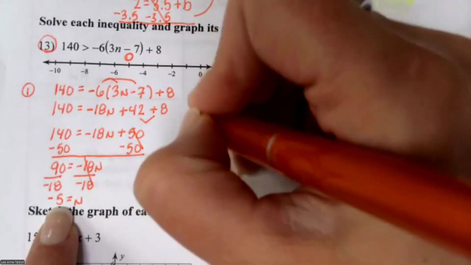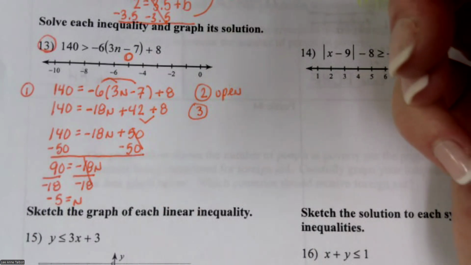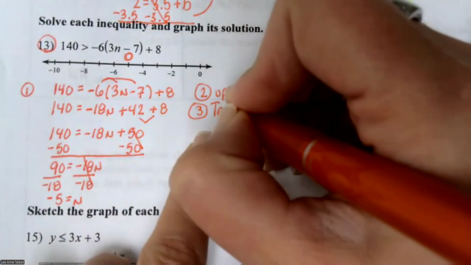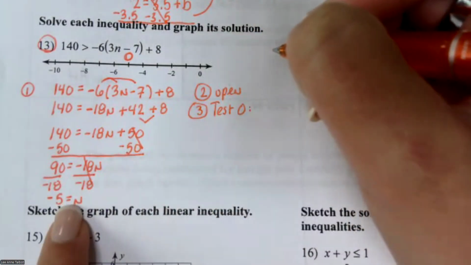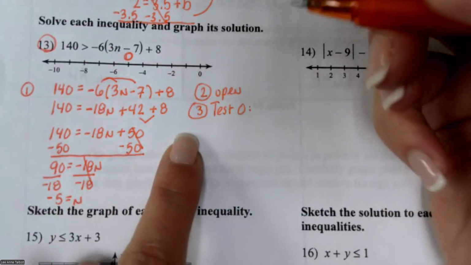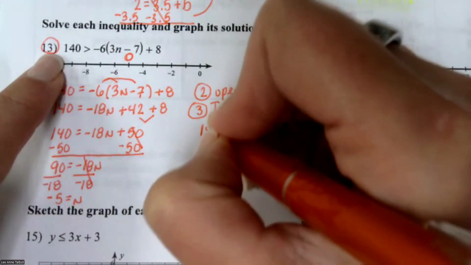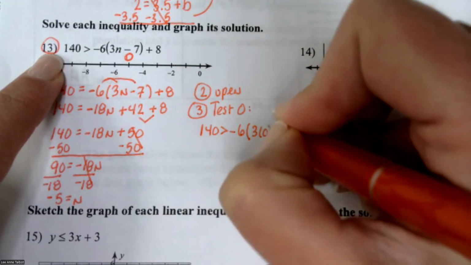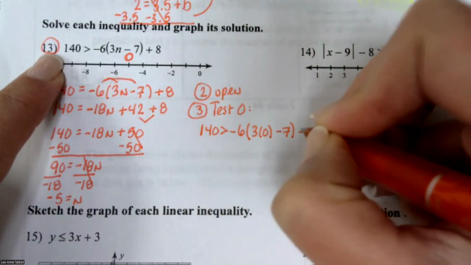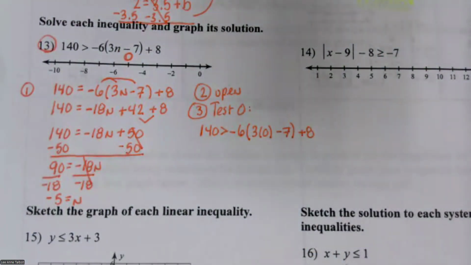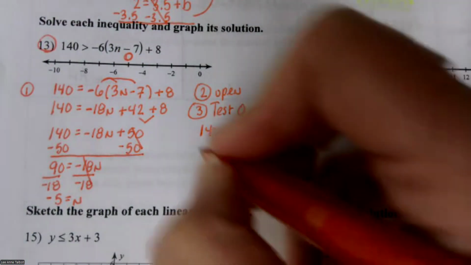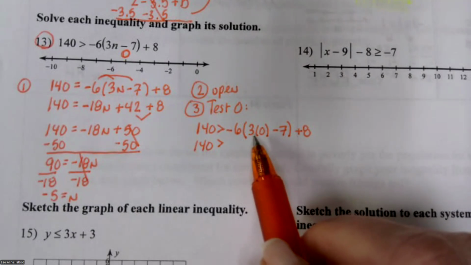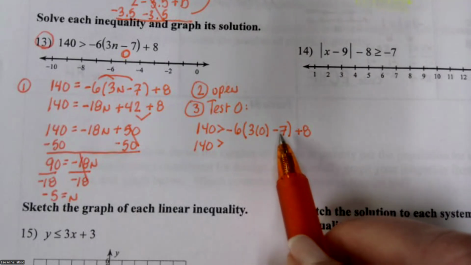Okay, step 3. We have to test something to see which way the arrow will go. What do you guys want to test? 0? Okay, so 0's over here. And you could test anything you want except -5, because that's not going to tell you where to put the arrow. But I like the choice of 0. 140 is greater than -6 times 3 times 0 minus 7 plus 8. Okay, so order of operations to do this first. So 3 times 0 is 0 minus 7.